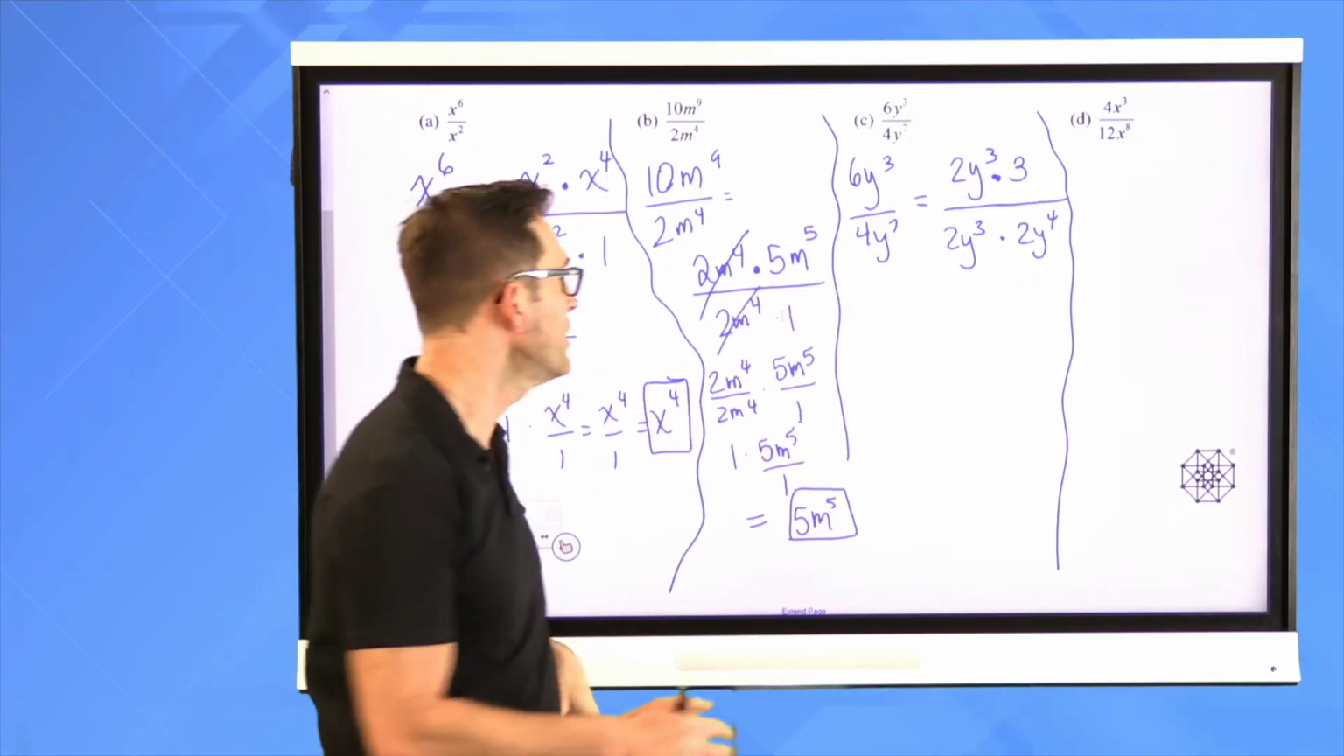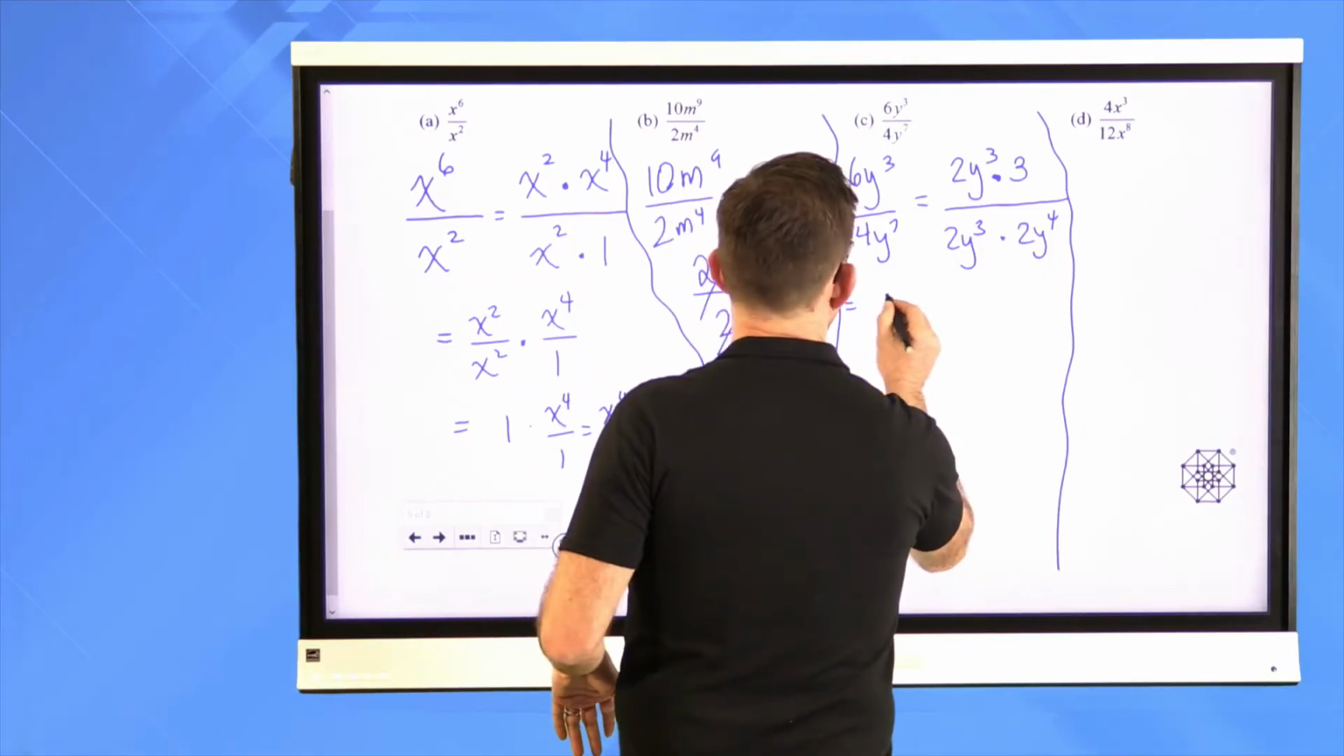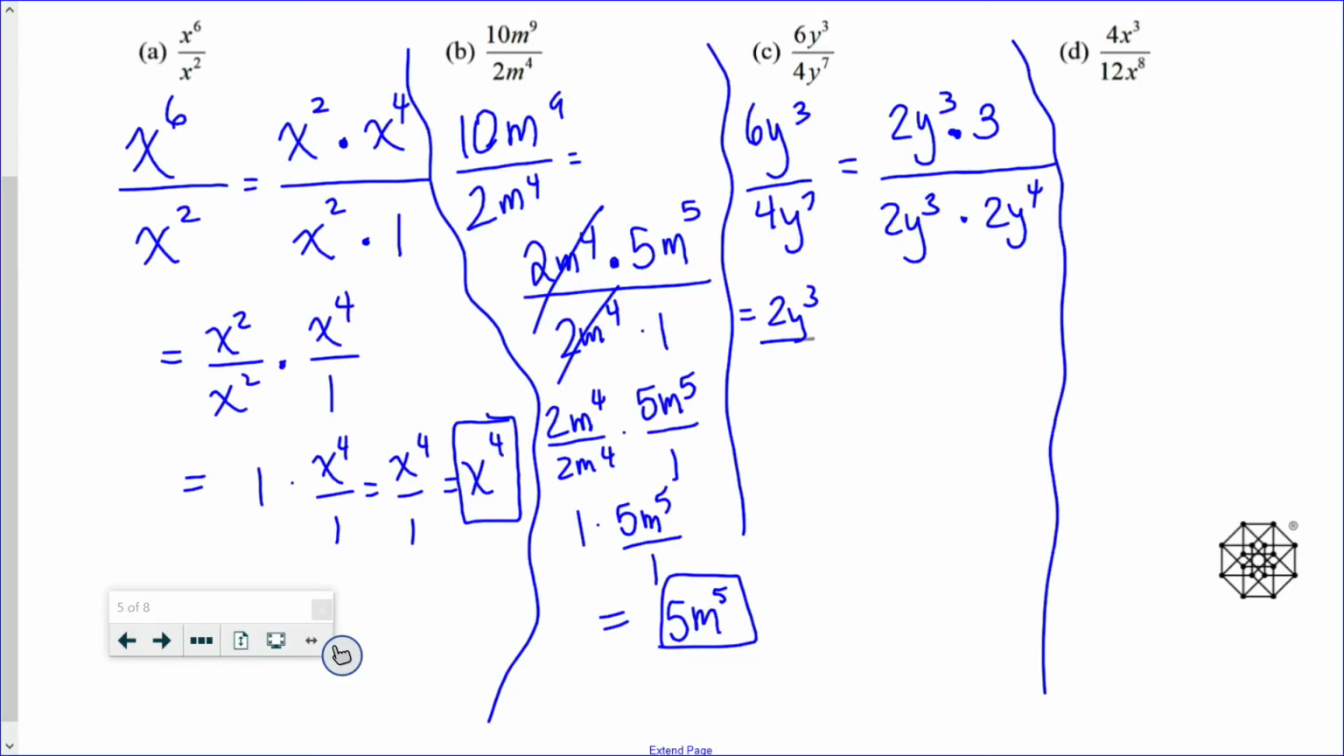It all looks good. In which case, I get 2y to the third divided by 2y to the third times 3 over 2y to the fourth. Okay, so that ends up being 1 times 3 over 2y to the fourth. And that's just 3 over 2y to the fourth.